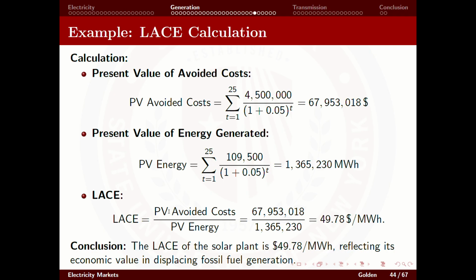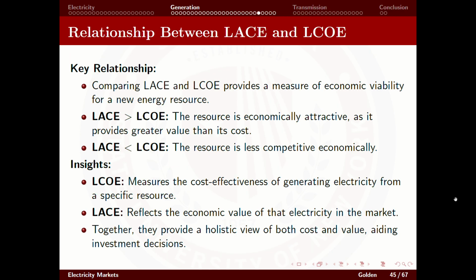And then present value of energy. And then now LACE is present value of avoided costs over present value of energy equals 49.78. So if this is greater than the LCOE, you should do the project.